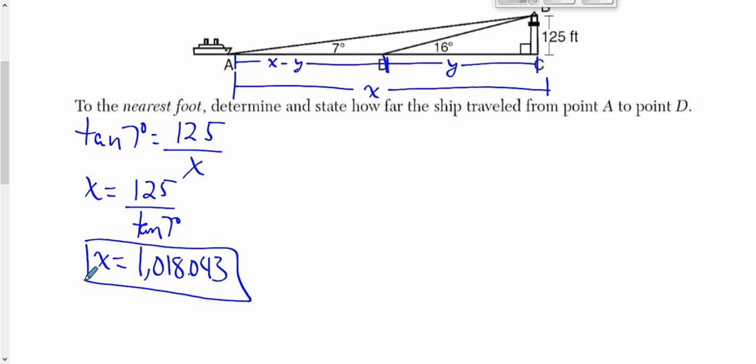You guys get 1018.2043 for one of them, the big one? Yeah. No? Did you use that equation? Okay. Opposite over adjacent, right? And then for the other one, let's see. Smaller triangle.